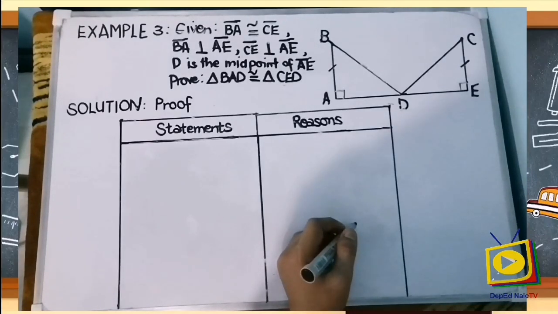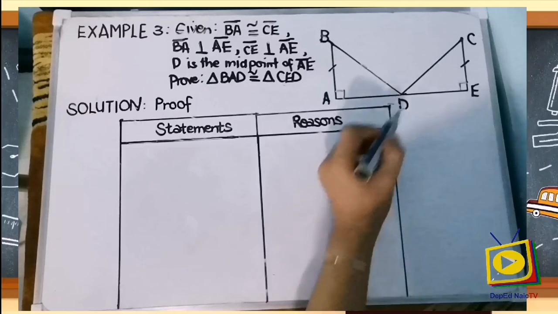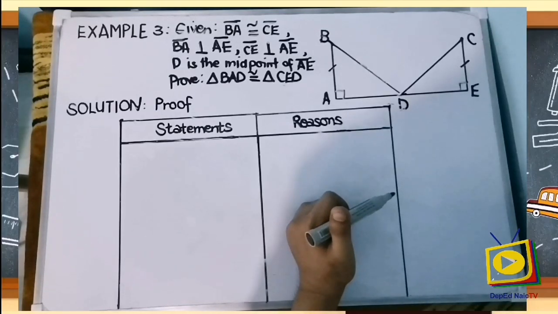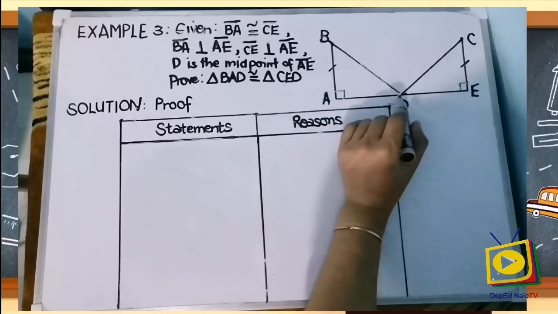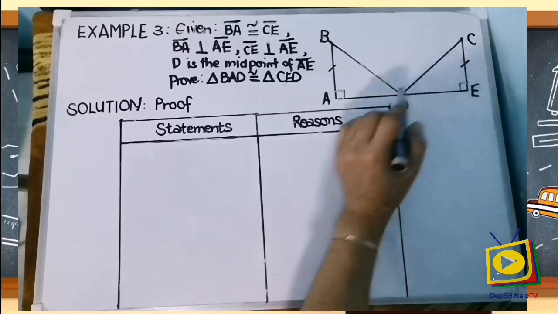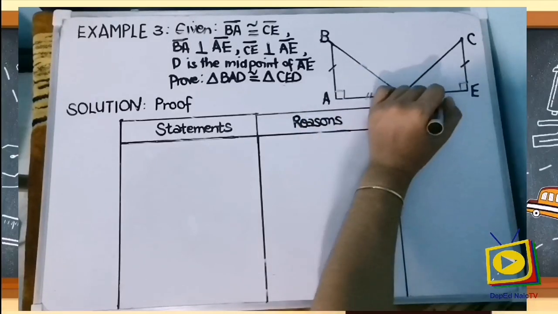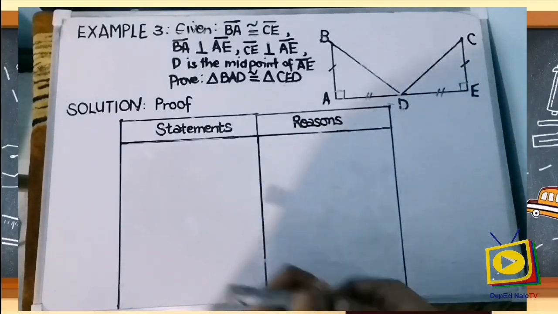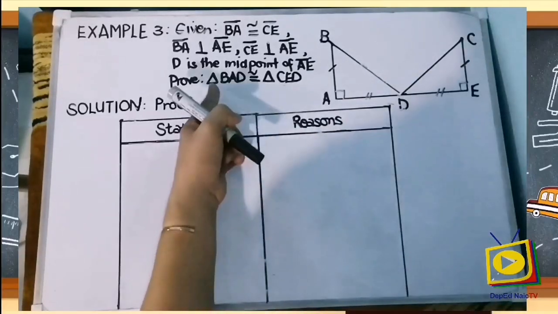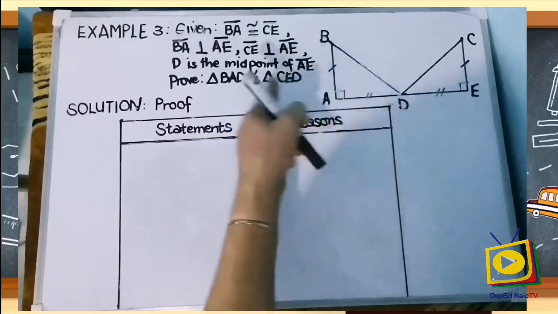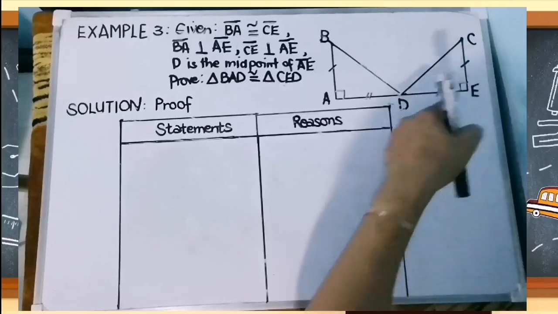And then another given is D is the midpoint of AE. So D is the midpoint of AE, meaning to say that it divides the given segment into two equal segments or two equal parts. So we can say that AD is congruent with DE since D is the midpoint of this given segment. So let us put marking here. Then we are going to prove triangle BAD is congruent with triangle CED.